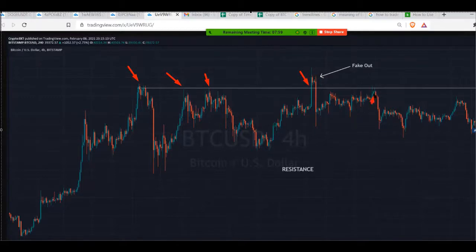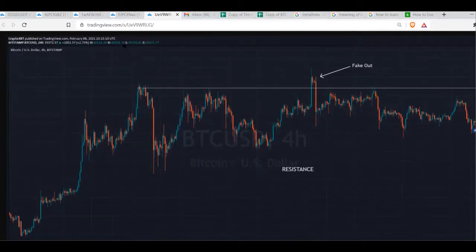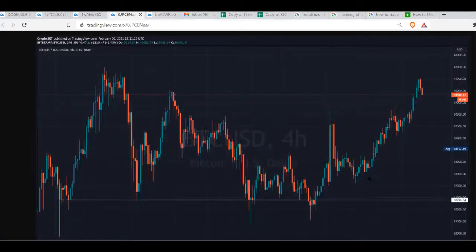So you can see price got to the resistance and it still fell. And this is a Bitcoin chart. It's a recent chart. So that is resistance for us. Let's look at support. This is a support line.